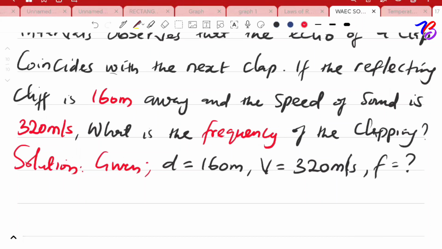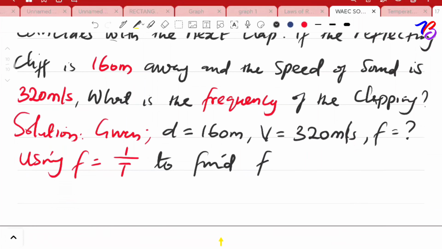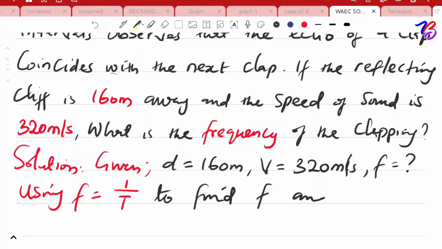So with these, which of the formulas do you think we can use for this? Using F is equal to 1 over T from grade 11 physics, waves. So if we're going to find F, we need this formula. And if you observe, from F is equal to 1 over T, we don't have T. We don't have time. So we need to calculate for time using V is equal to 2D over T to find T. Please take note of this so that we can substitute that into the formula above. I hope you are following.